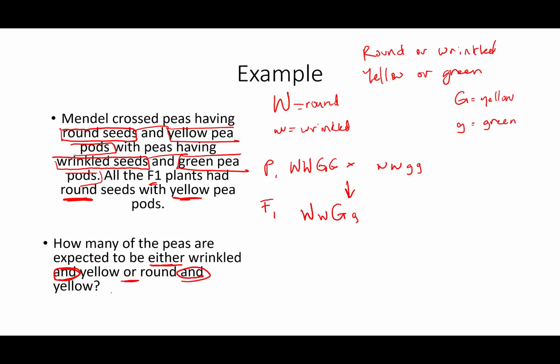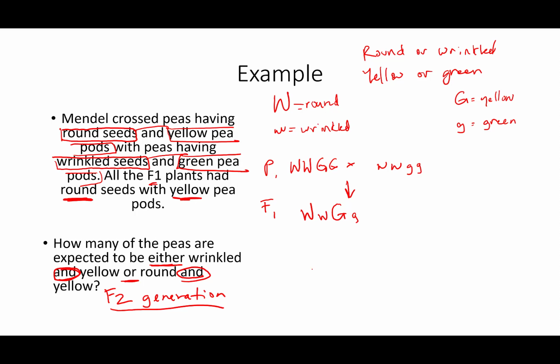Now, I left something off here. This should be in the F2. That'll make it a little bit more sense for our problem if this is in the F2. Okay, so now if I do this for the F2 generation, what am I going to get? Well, let's do this forked line method just to refresh ourselves. So again, I'm going to start. I'm looking at phenotypes, so I'm not going to be doing genotypic ratios. I'm going to be doing phenotypic ratios.